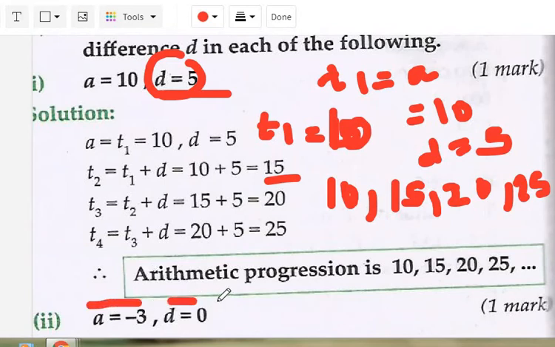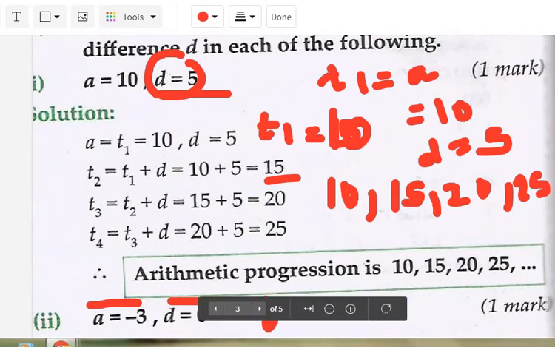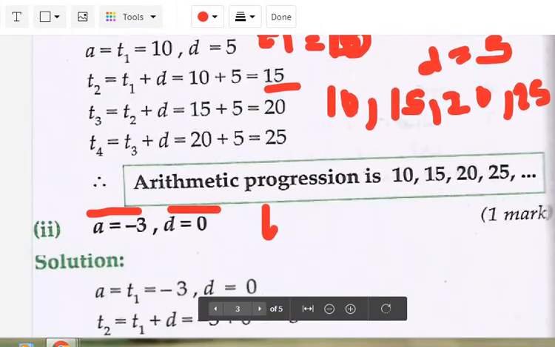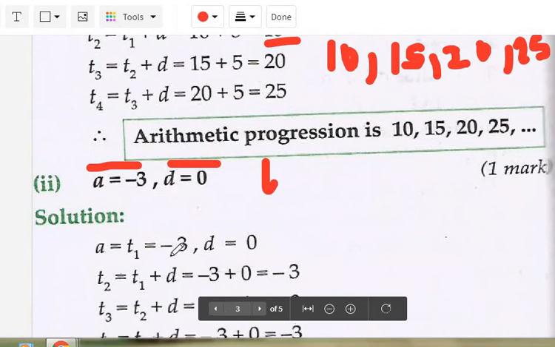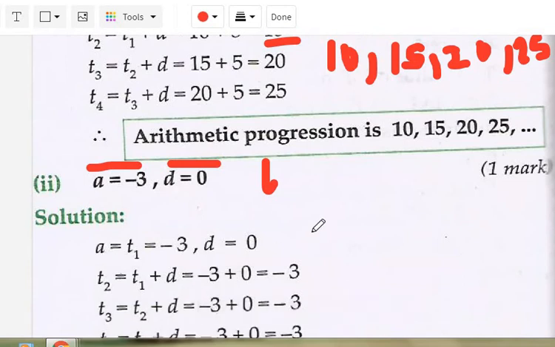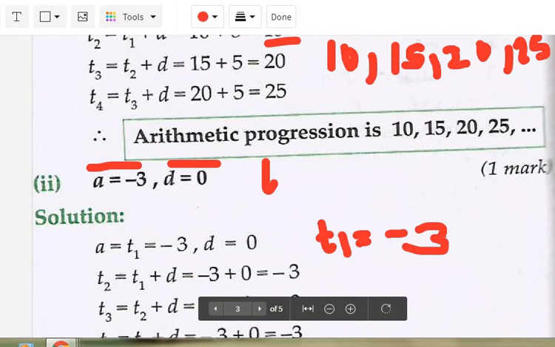Now see the second question. A is minus 3 and D is 0. A is minus 3 means what? T1 is equal to minus 3. I write A is equal to T1 is equal to minus 3. Again, T1 means first term is equal to minus 3. Remember, first term is minus 3.